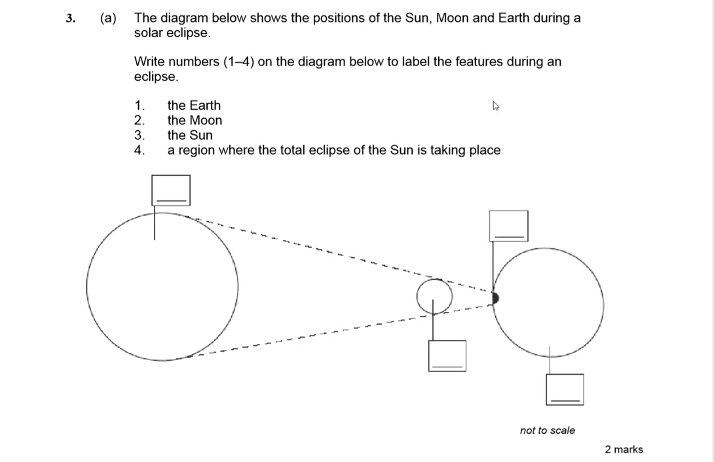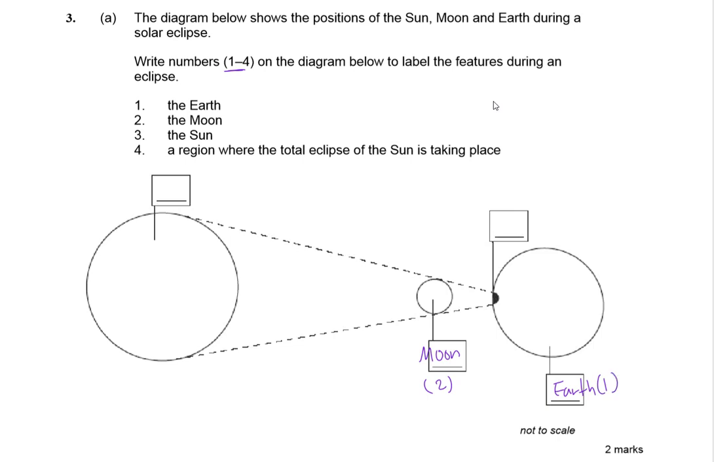Now this one here is what? Okay, we need to label this properly. Now this is going to be the moon. I'll just put the moon. Okay, put the numbers there. I'll just write it down here so this way we know. So this is the moon, so this will be number 2. This will be the Earth. This will be number 1.